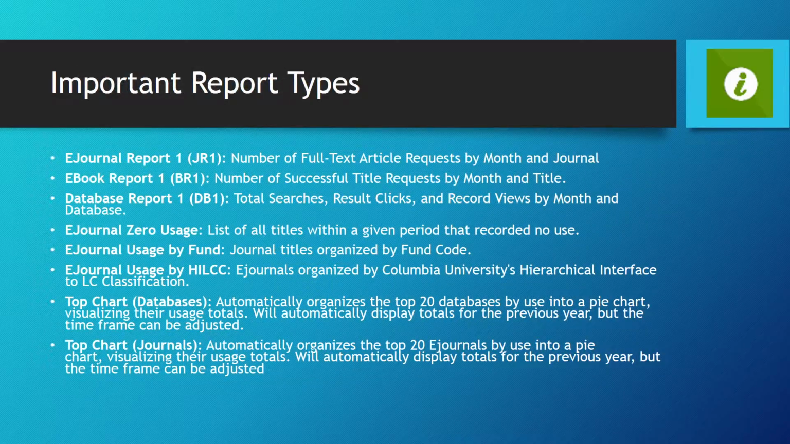There are a number of report types that selectors commonly use to analyze resource usage. JR1, BR1, and DB1 are among the most commonly accessed report types, with zero usage, top charts, and others can also be very useful in determining the value of ongoing electronic resources.